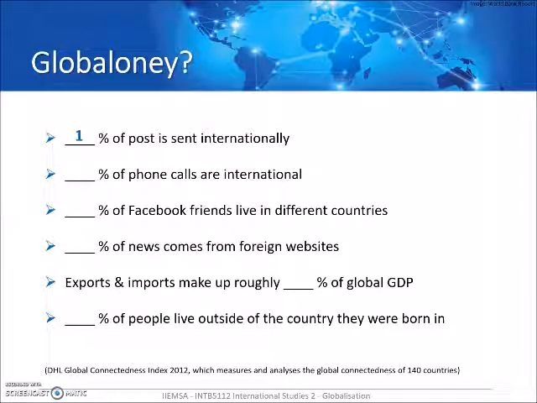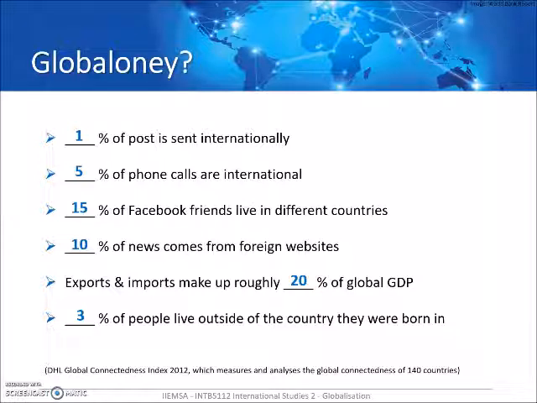In 2012, only 1% of posts was sent internationally. Only 5% of phone calls were international. Only 15% of Facebook friends lived in different countries. Only 10% of news came from foreign websites. Only 20% of global GDP was export and imports, and only 3% of people lived outside the country they were born in. So when we talk about globalization, we have to keep this in mind, right?